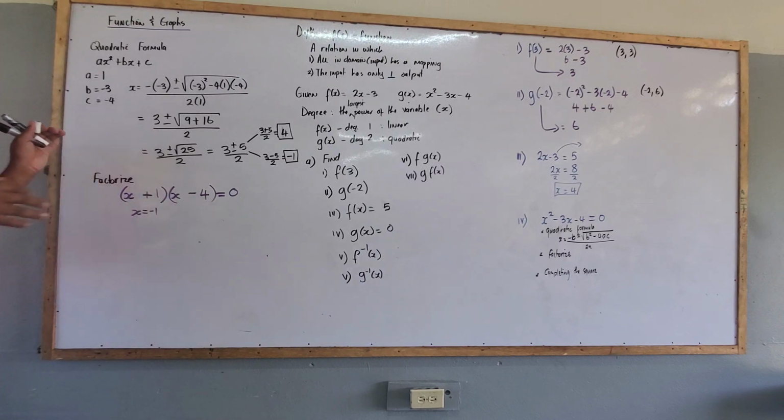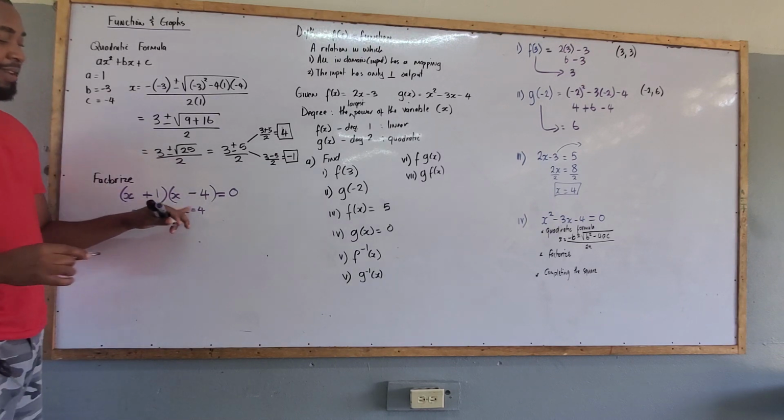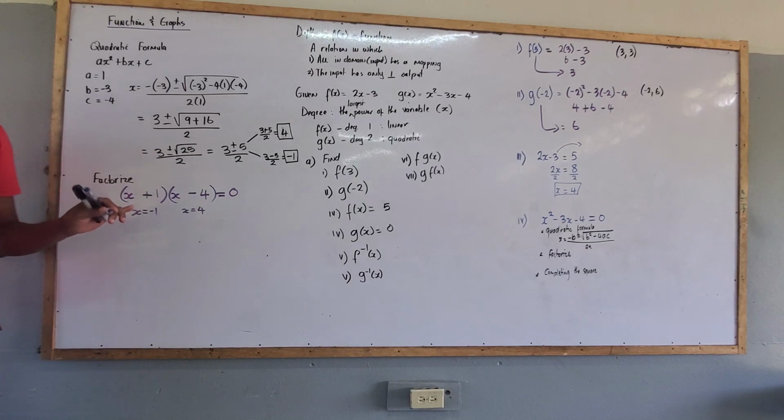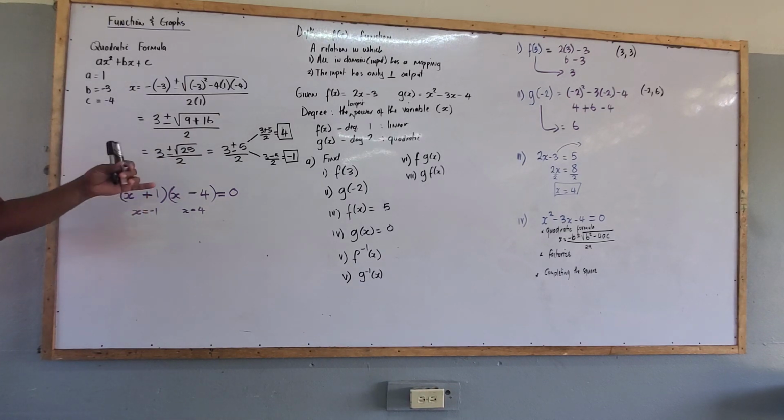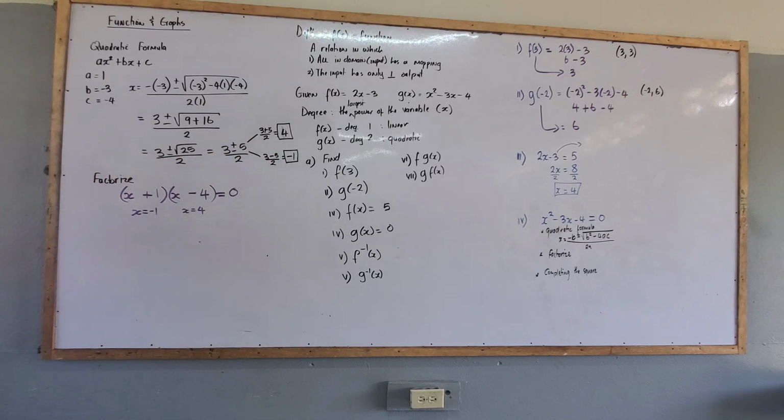What's the opposite of negative 4? That's the same as 4. So if x is 4, 4 minus 4 is 0, or negative 1 plus 1 is 0. So again, we come right back to the same 2 numbers. Factoring is, or should be, the shortest way. Right? No.